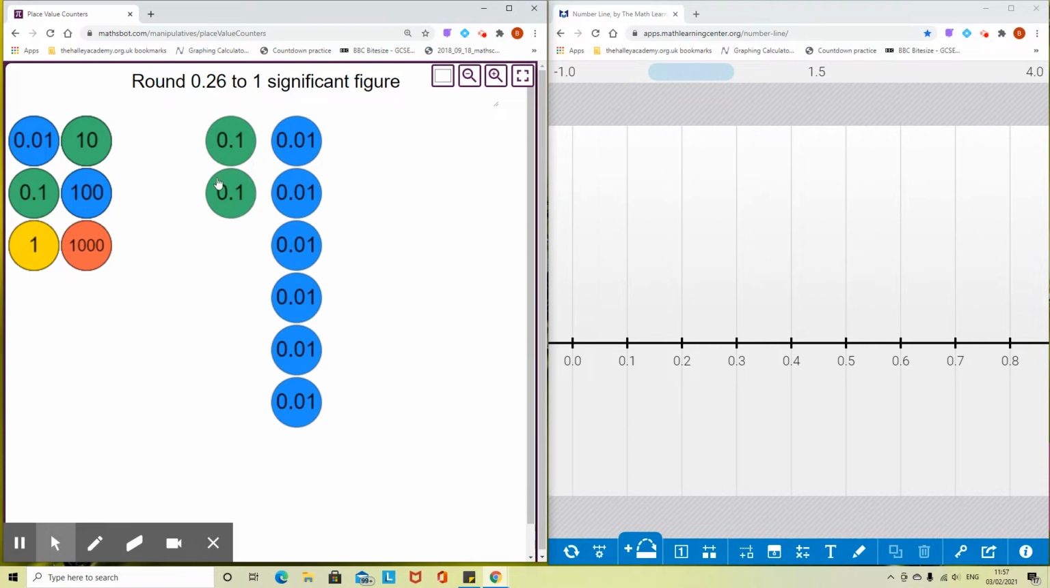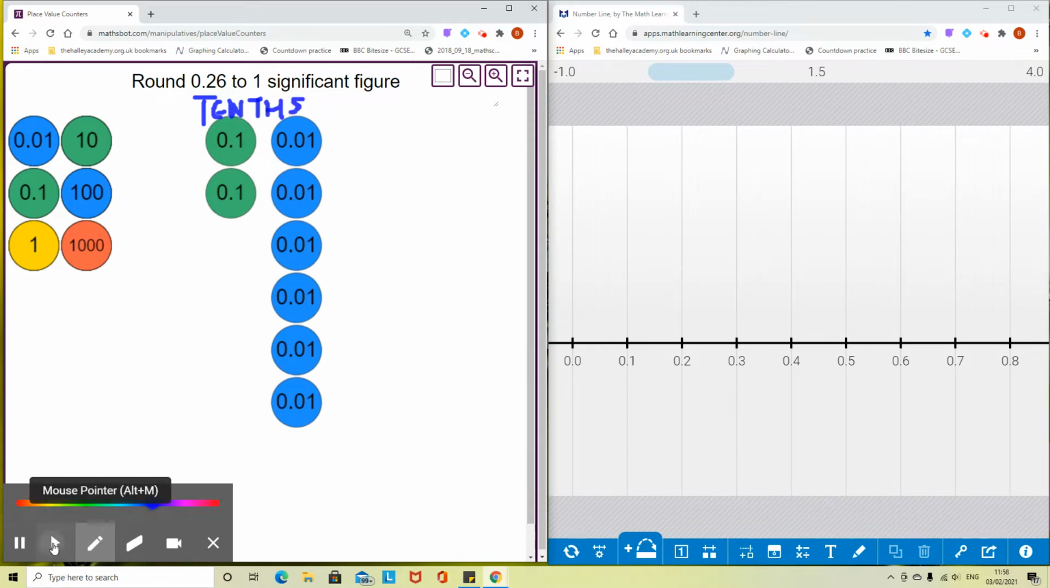As you can see, 0.1, the first decimal place, or the tenths, is the first significant figure. So the tenths are the first significant figure. So I'm going to write that. So that's N T H. So the tenths would be the first significant figure.